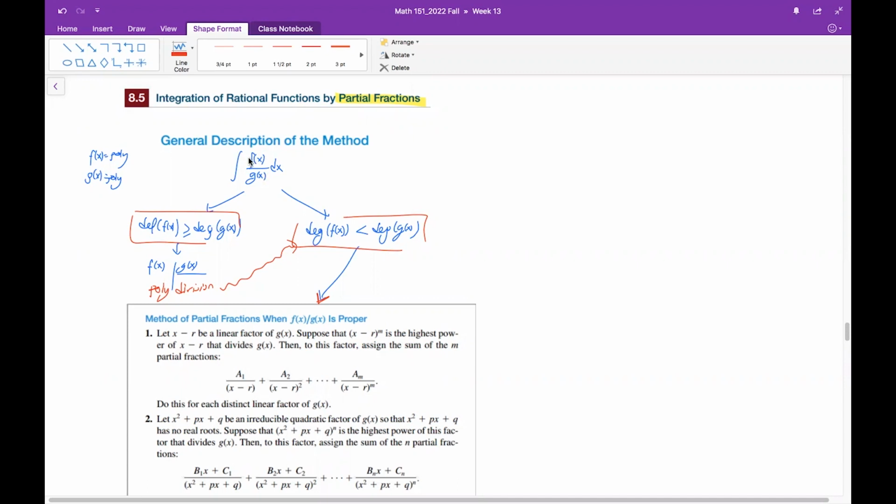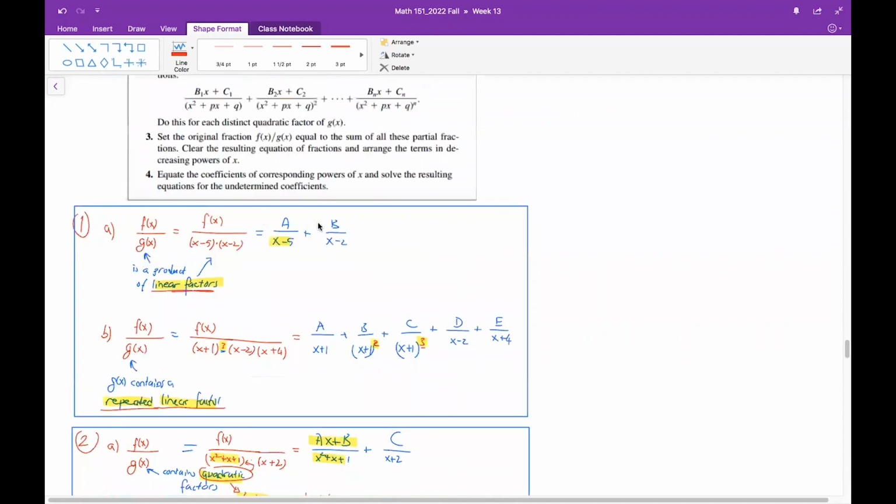In this section, we try to express a rational function as a sum of simpler fractions, for example, like we did here. So this is a rational function, and we try to express it as a sum of simpler functions, which we call its partial fractions.